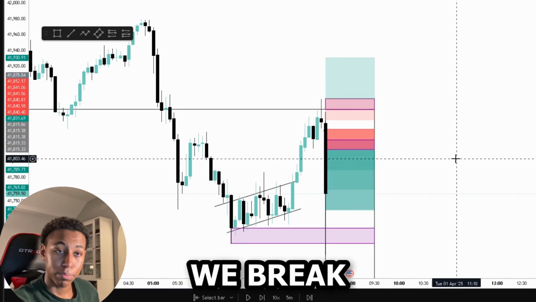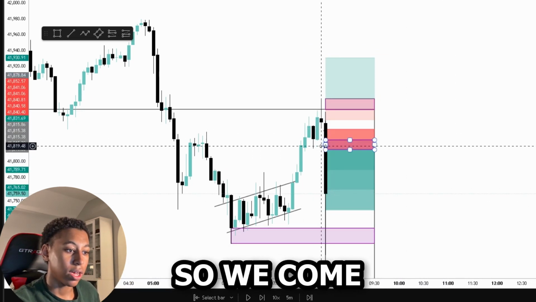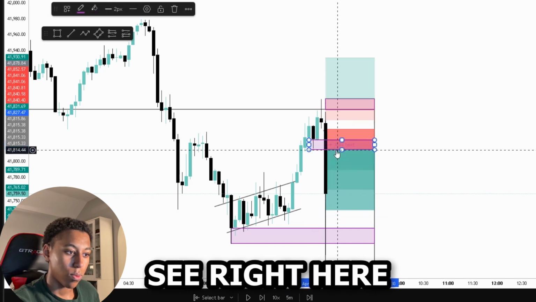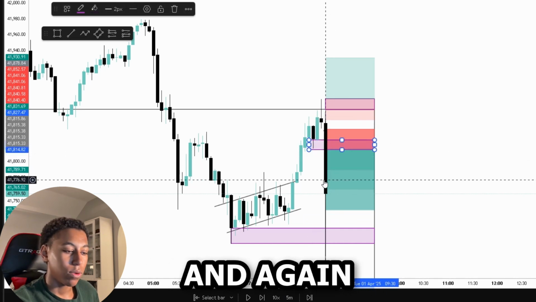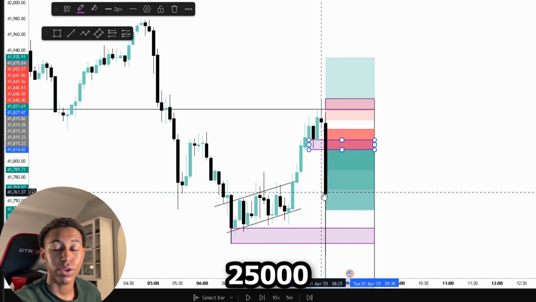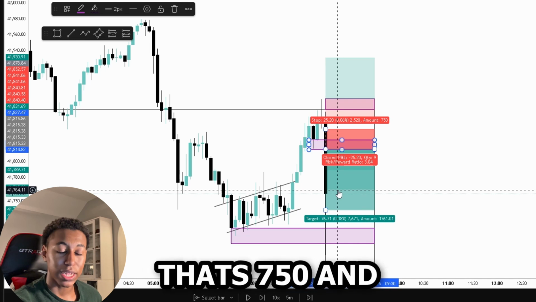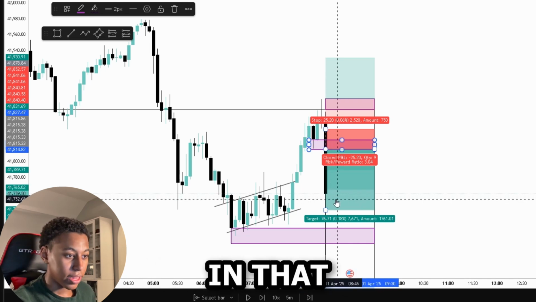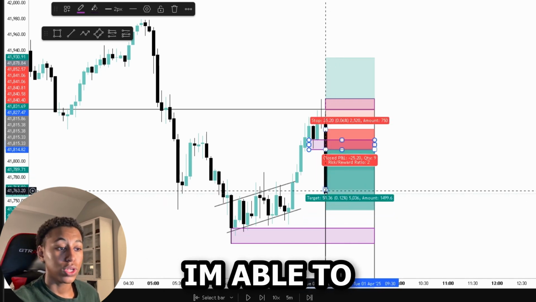and boom, we break that zone. We break that zone immediately. So we come, we sweep this zone, just so you can see right here. I hop in for my sell, and again, within literally a couple minutes, I'm at that 1 to 3 risk to reward. I'm on a $25,000 profit from account, risking 1%, so that's $750. And just like that, in that 1 5-minute candle, I'm able to secure a 1 to 3.